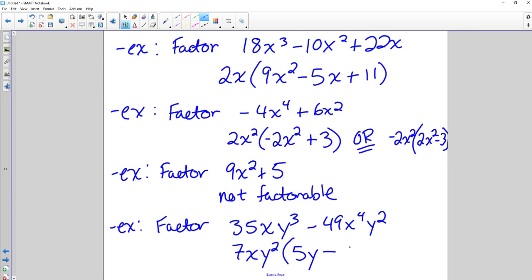Minus 7 out of 49 is 7. X out of x to the fourth is x cubed. X squared out of x squared, nothing left there. Go back and check. 7xy squared times 5y, 35xy cubed. Minus 7 times 7, 49, x cubed, x to the fourth, y squared. So this checks out.